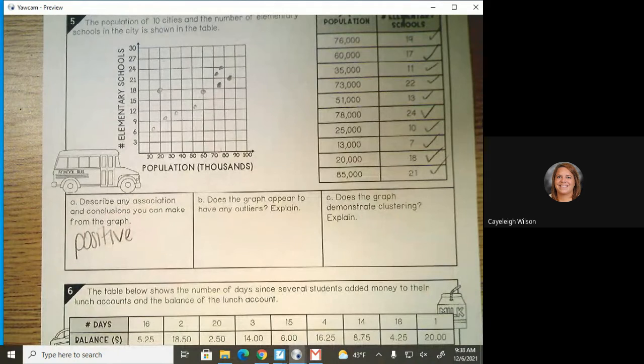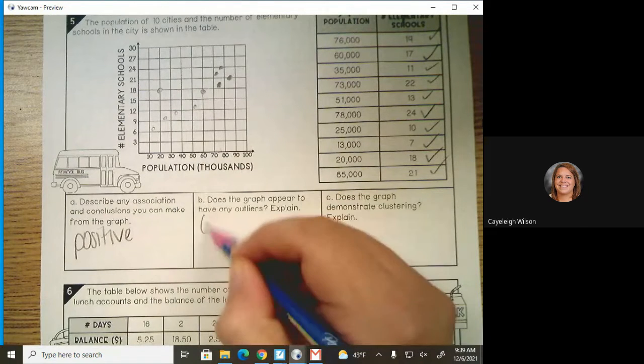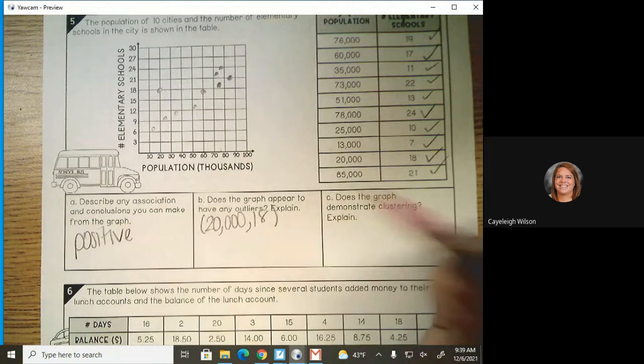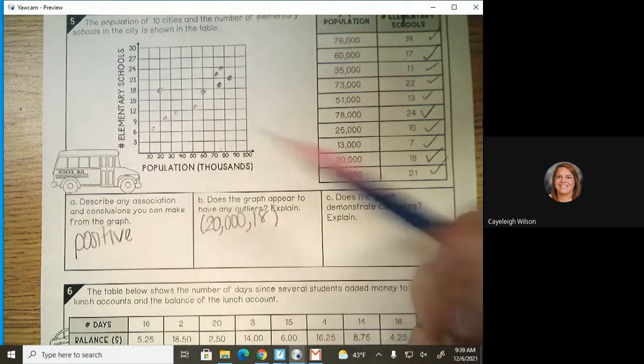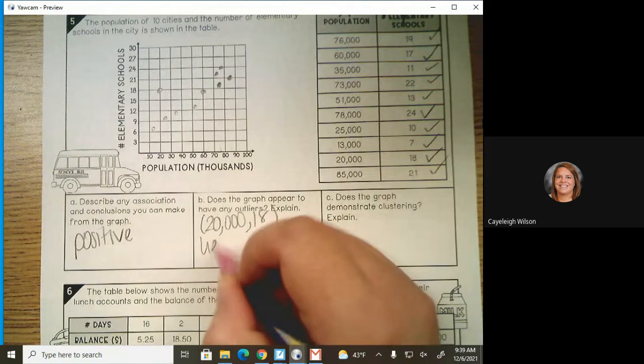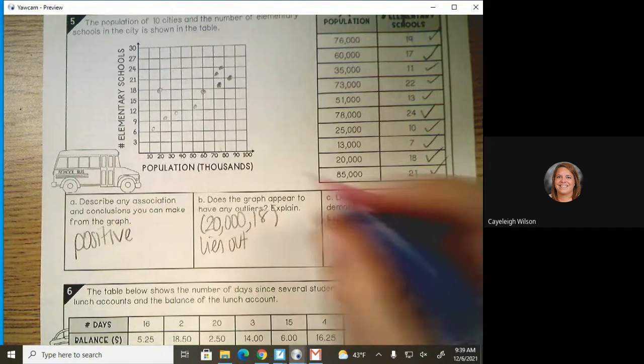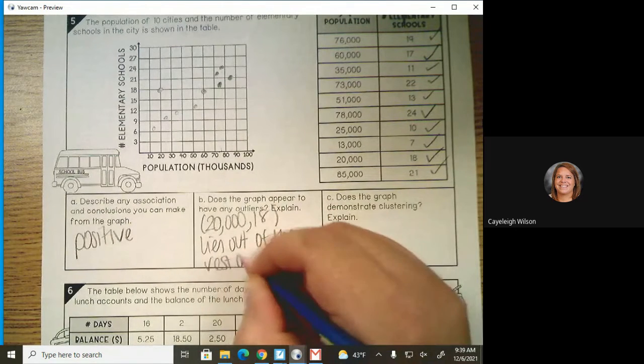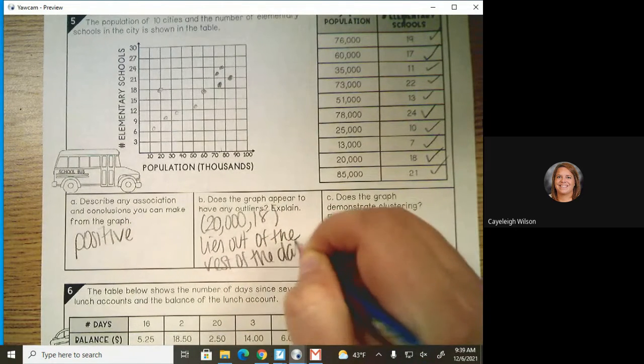Is there any outliers? 2018. The 20,018. And the reason it's an outlier is because it lies out of the rest of the data. I don't know why they make us explain that. Lies out of the rest of the data.